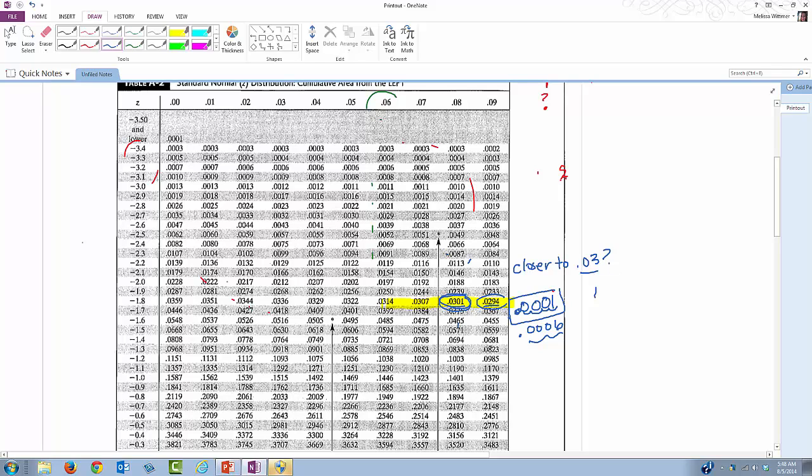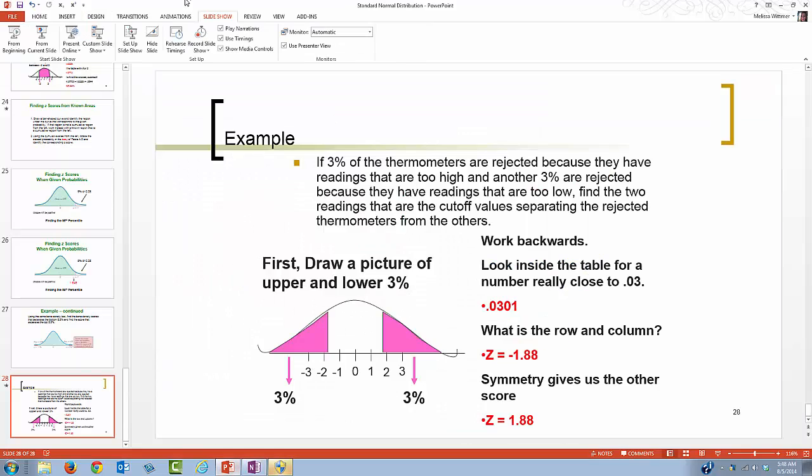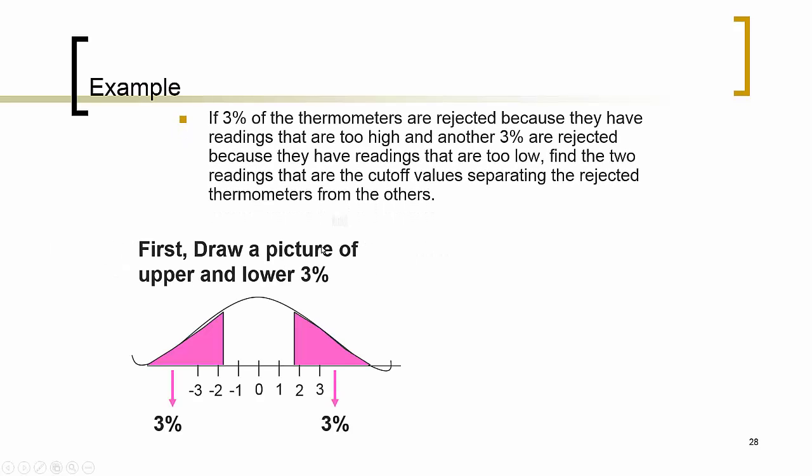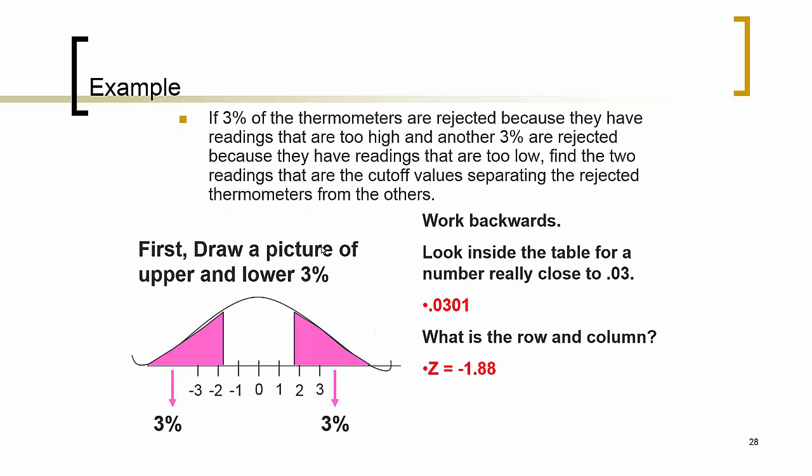So the z that goes with that, if you backtrack, is negative 1.8, and here's the hundredth, 8. So negative 1.88. Okay, so now that I've determined that, I have my z, negative 1.88. Because of symmetry, I'm going to know that the other temperature reading is going to be positive 1.88. And technically, if you're answering this, it's in degrees Celsius.